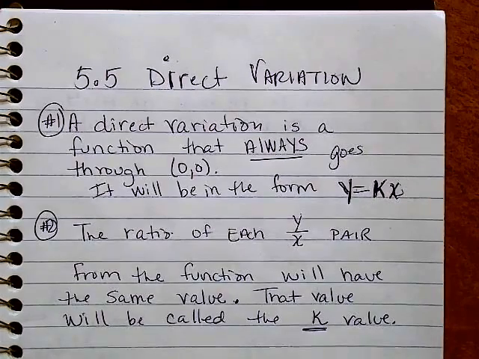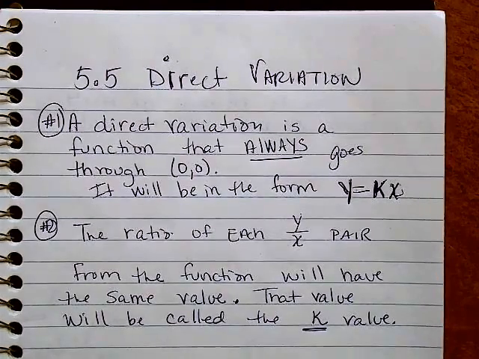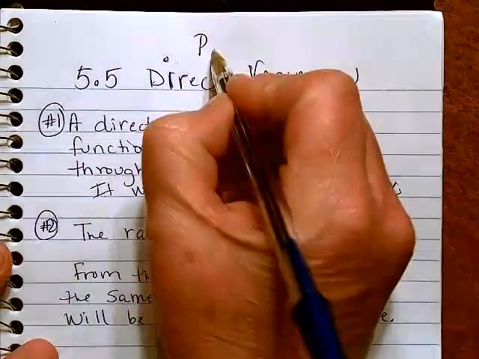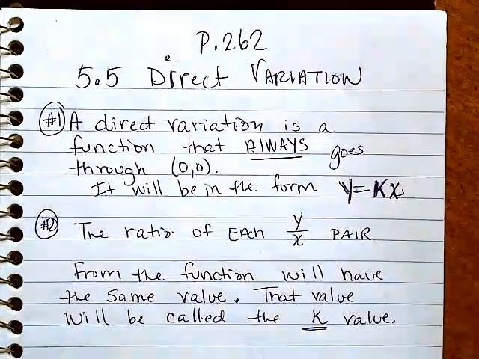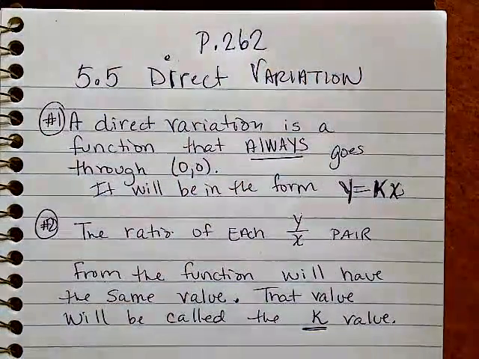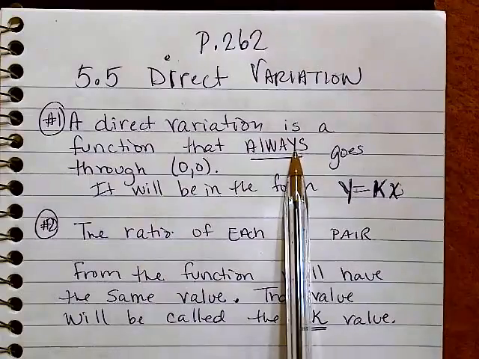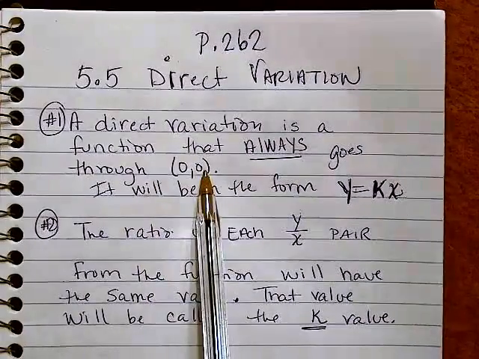Direct variation. Direct variation is a simple concept. We're on page 262 of your algebra book. The first thing I'm going to do is tell you what a direct variation is. It's a special kind of function that always goes through 0, 0.